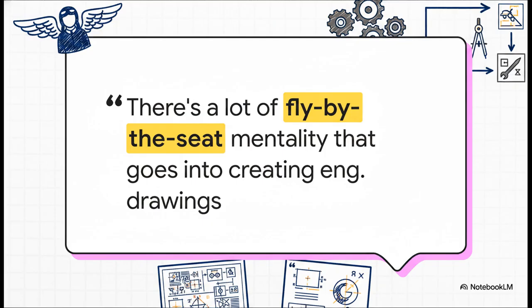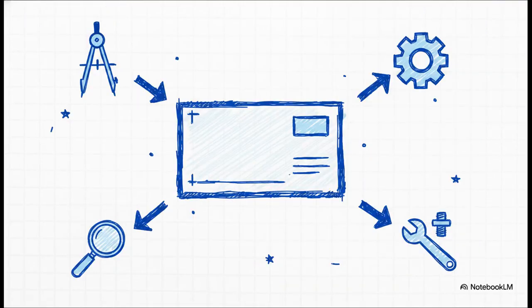When you just wing it, you end up with prints that have way too much detail where nobody needs it, and a total lack of detail where it's absolutely critical. The thing you have to remember is that every single department uses the exact same drawing. It's the single source of truth.